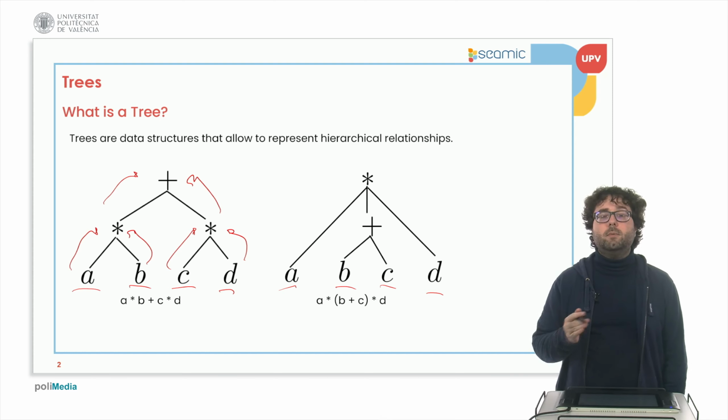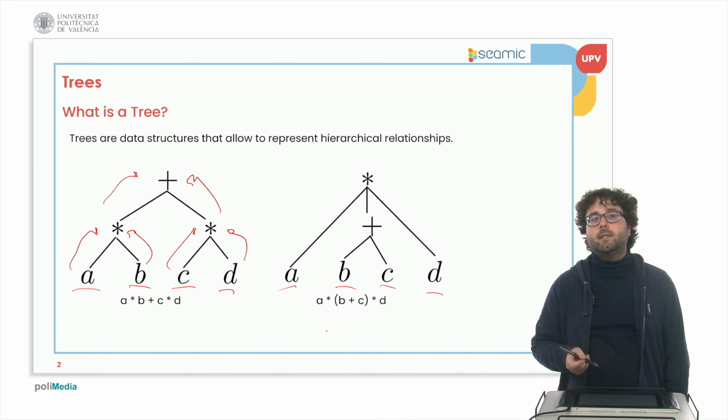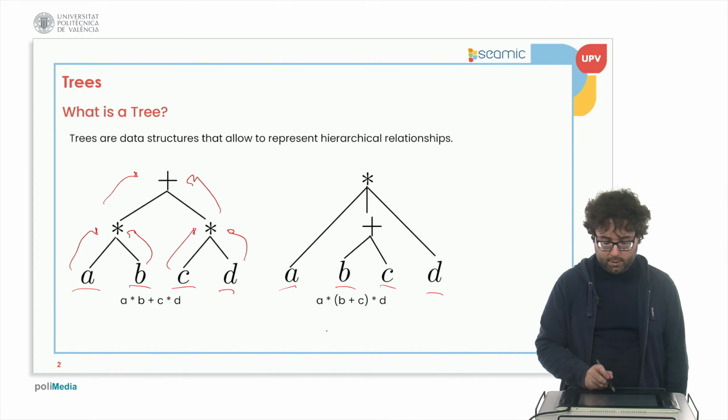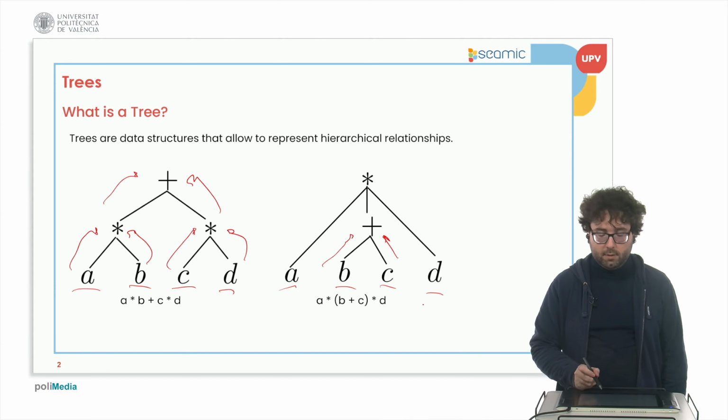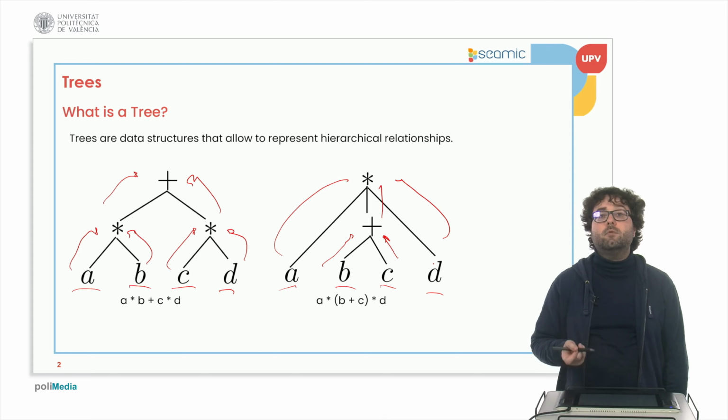The next example, even though they are the same elements, this time the operation is A times B plus C times D, so the relationship changes. B and C are related with a plus operator, and then that result together with A and D with the multiplication.